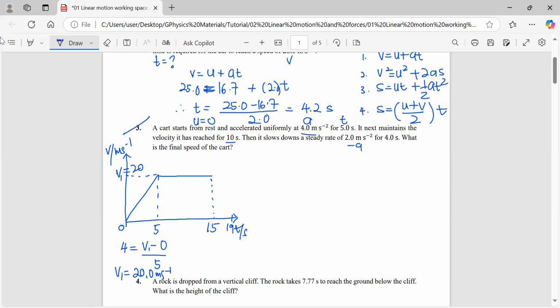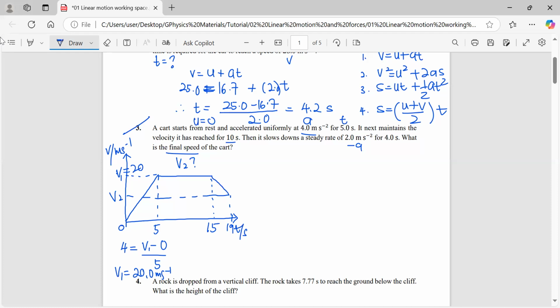So what is the final speed? This is the final speed, so I put this as V2. It takes 4 seconds here. You want to find the final speed, so you put V2 question mark. So I know I want to find the final speed. But before I can find the final speed, I need to find the deceleration first, because it's slowing down.